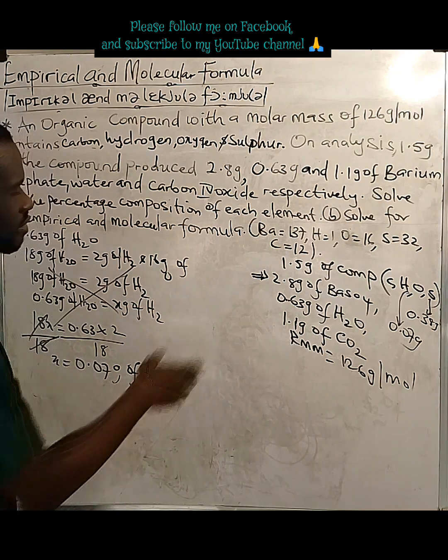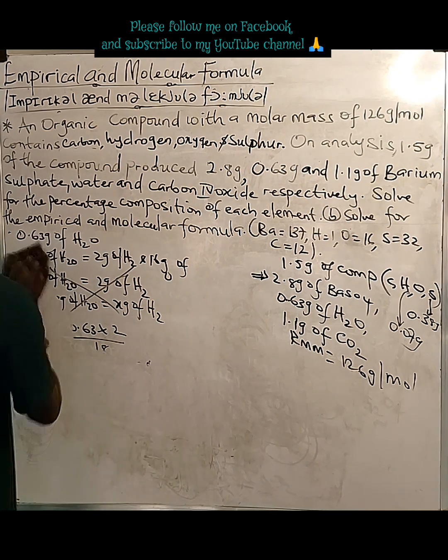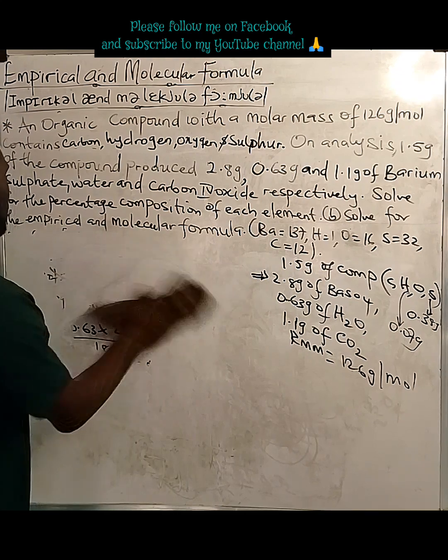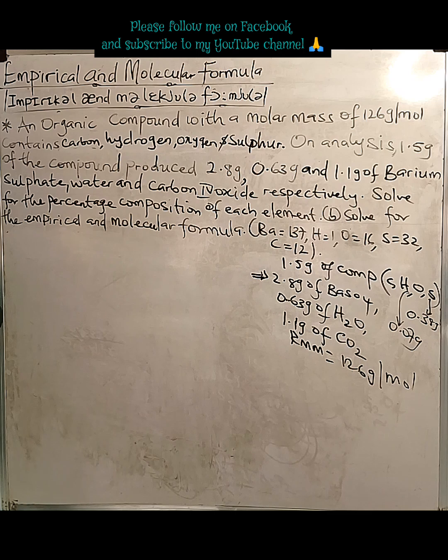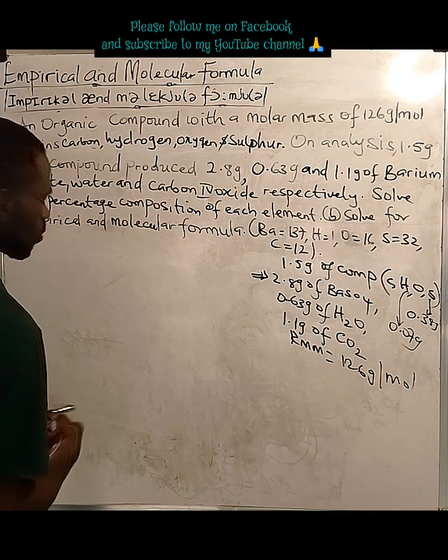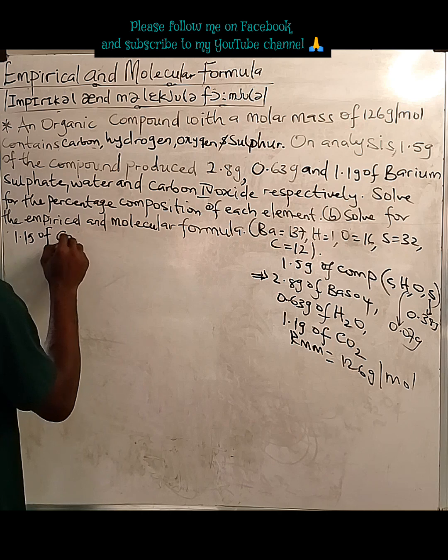So we're going to get now the mass of carbon. Carbon is the next one in line. So here we have 1.1 gram of carbon dioxide. Let's quickly get that done. It's time to work on carbon. So right here, 1.1 gram of carbon dioxide, 1.1 gram of CO2.